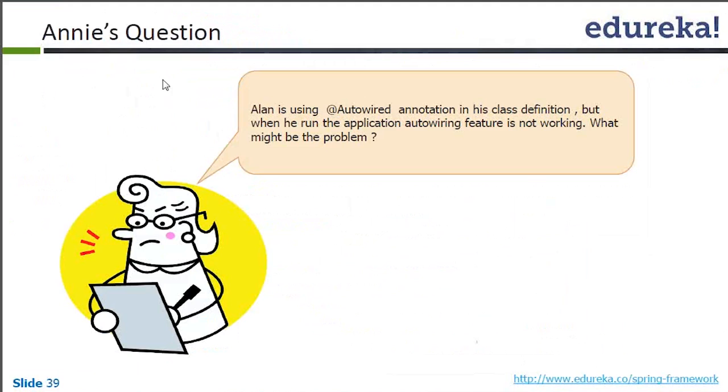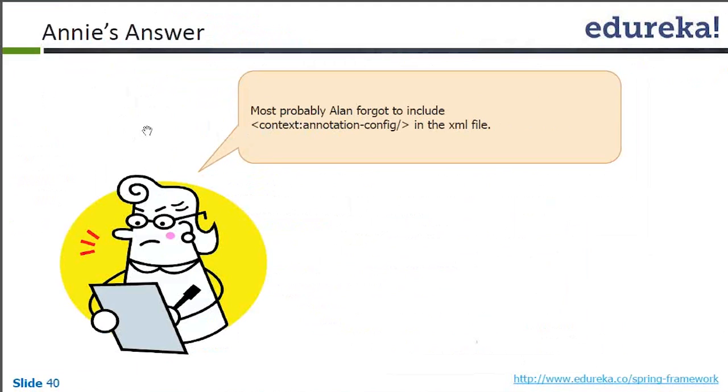Okay, it's very simple. Most probably, Alan forgot to include context:annotation-config in the XML file. So I already spoke about it, right? This is the way the container knows that you have followed annotation based configuration also. Otherwise it will not be knowing about it. So that is the reason it might not work.